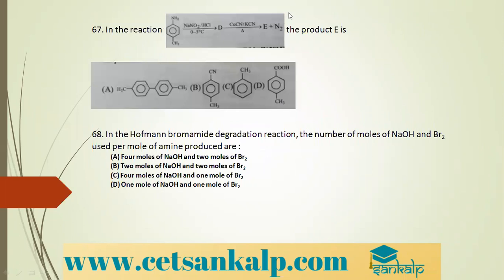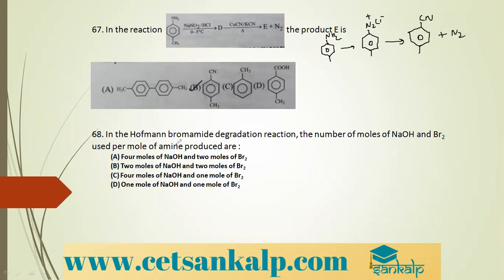In the reaction, the amine with a methyl group is treated with NaNO2 and HCl, that is nitrous acid. So what is the product you get here? You get the diazonium salt, and here there is a methyl group. So I'll write N2+ Cl-, and then with CuCN/KCN, this remains as it is. Here it becomes CN, and N2 comes out. So what is the product?